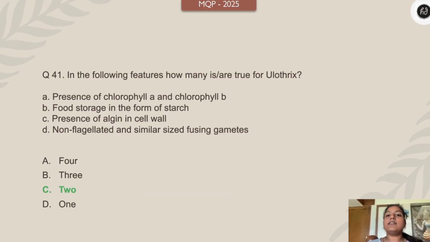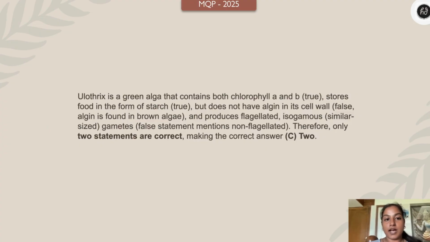Yes, so the answer is 2. Only two, which two? Option A and B. Presence of chlorophyll A and chlorophyll B is true regarding Ulothrix, and yes, it stores food in the form of starch. But if you see the cell wall, it's not made of algin. You can find algin in brown algae. And the important thing is they produce flagellated isogamous gametes, not non-flagellated as they say. So the answer is only the first two features are true regarding Ulothrix.